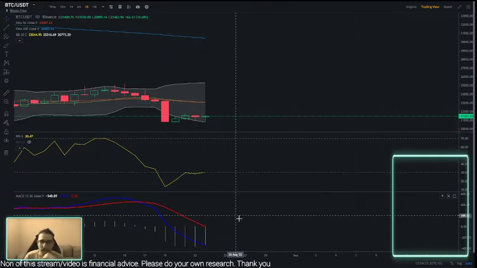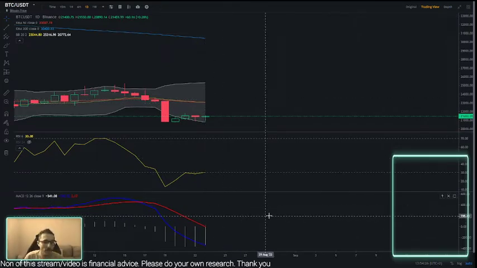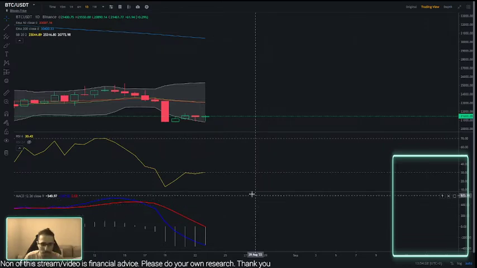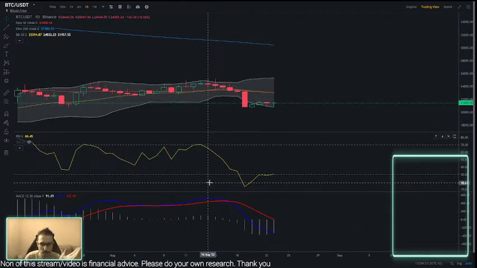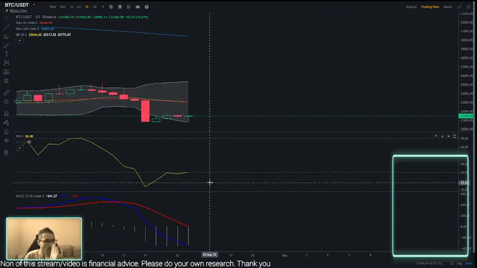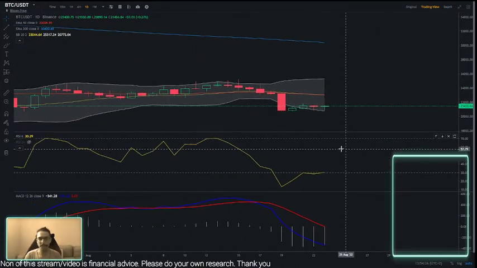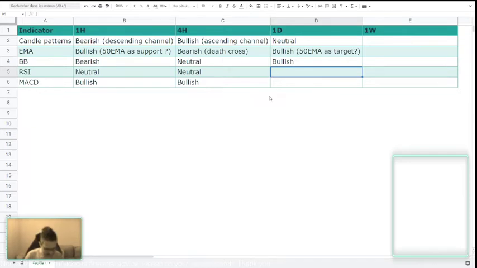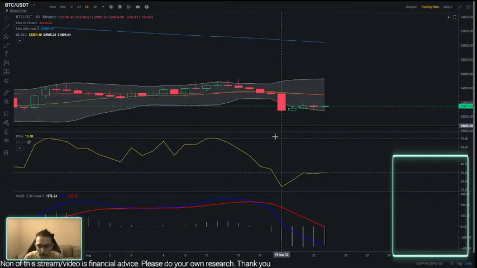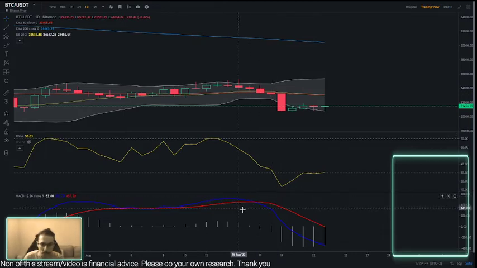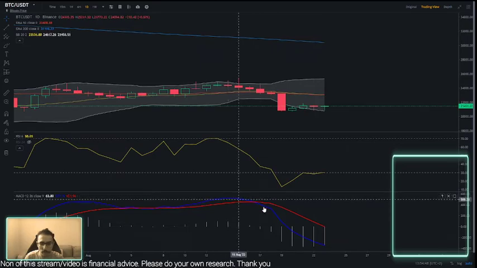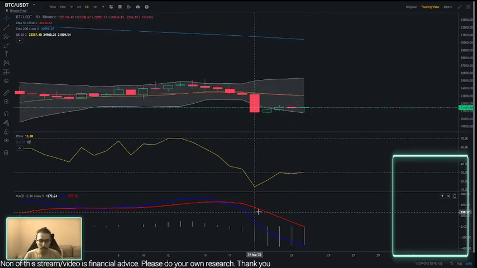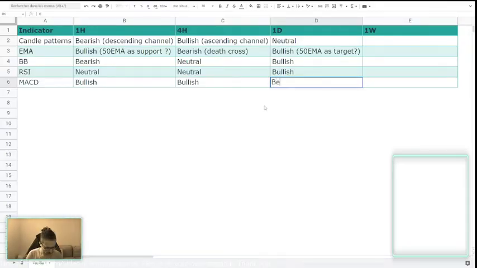Now the RSI indicator, we are testing the 30, so we are still kind of in a buy zone. That doesn't mean you guys should buy, huh? Just wait for it. We're gonna talk about it by the end. So that's bullish. And finally the MACD here crossed the line to turn from an uptrend to a downtrend. So that's bearish.